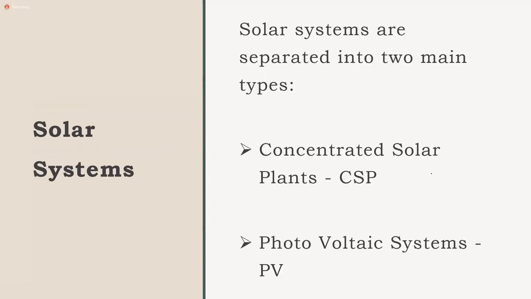And then finally, we have solar systems. And the two that we can focus on are your concentrated solar plants, your CSPs, or your photovoltaic. Mainly in Jamaica, we use photovoltaic. In places like California and some of these areas, you may find CSPs.